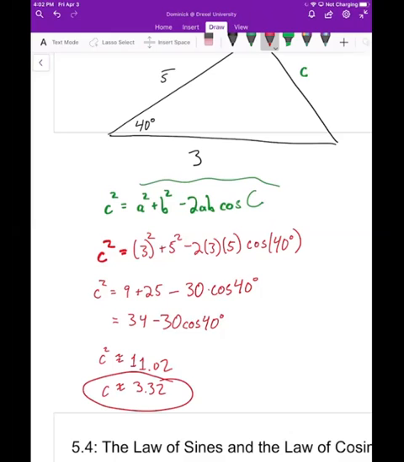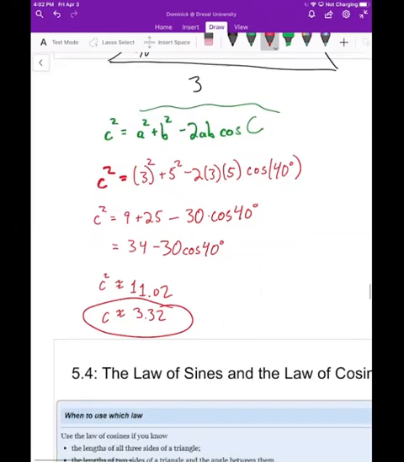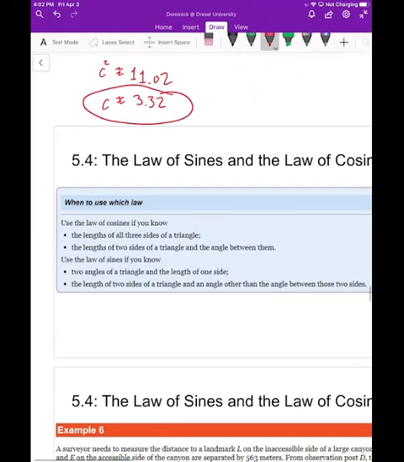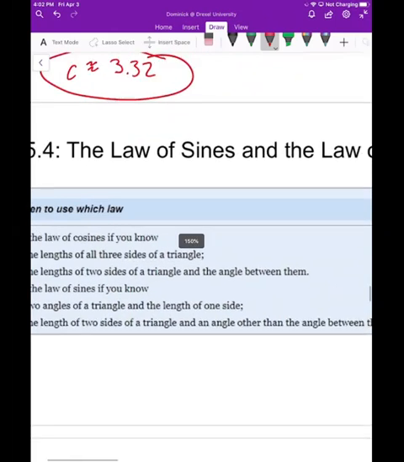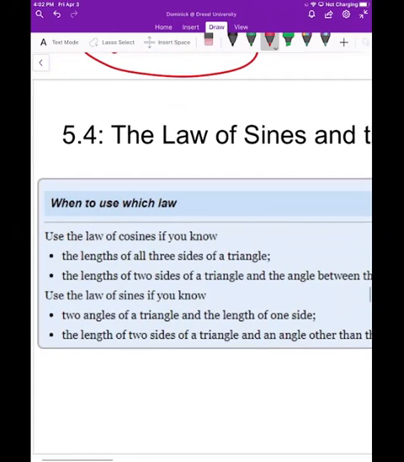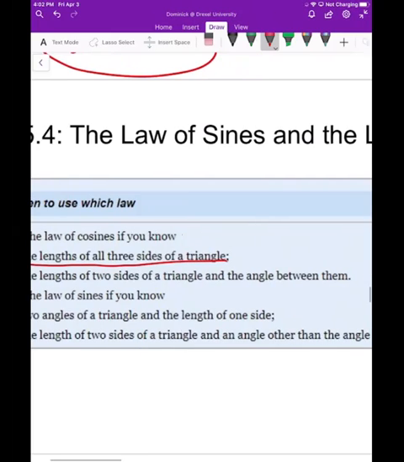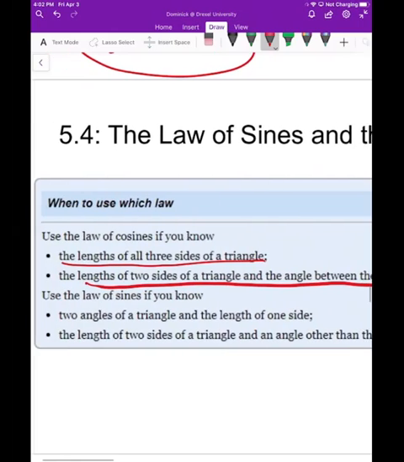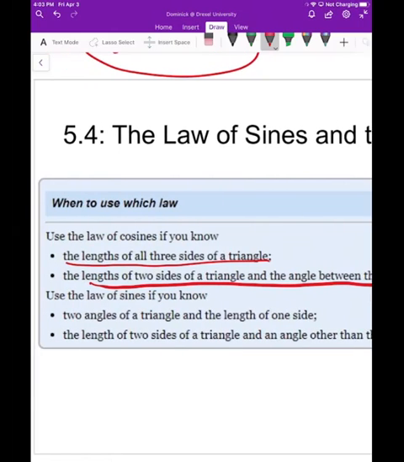All right, so that would be the C side in this case. Now, of course, when to use each law: you would use the law of cosines, like we did in the first example, where you knew the length of all three sides, or in the previous example, if you know the length of two sides and then the angle specifically between them. And basically, if it's not one of these two cases, you would use the law of sines.